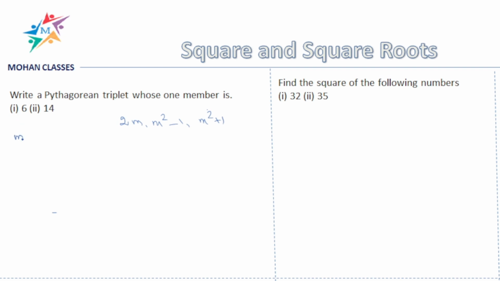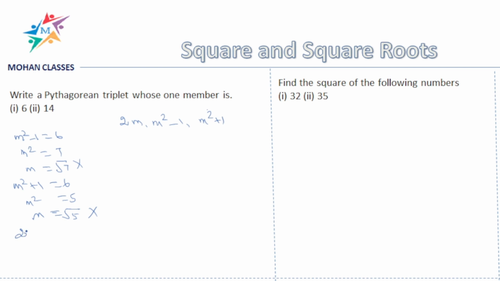So if m square minus 1 is equal to 6, what is m square? m square is equal to 6 plus 1, 7. Therefore, m is equal to root 7. It is not a natural number. Similarly, if m square plus 1 is equal to 6, therefore m square is equal to 5. m is equal to root 5. It is also not a natural number.